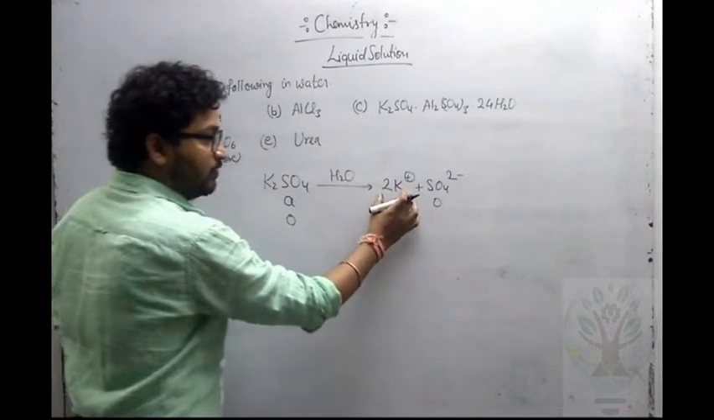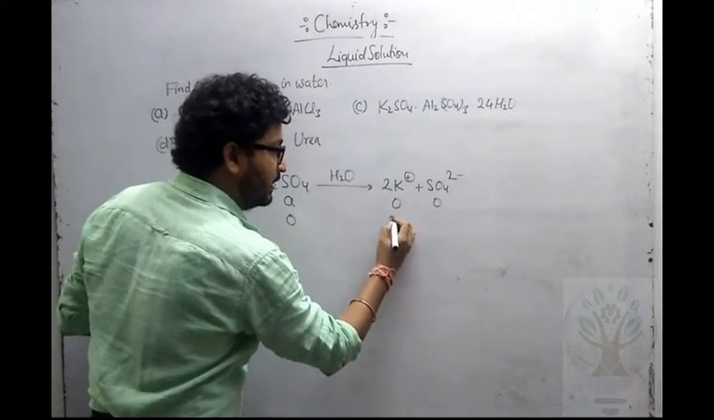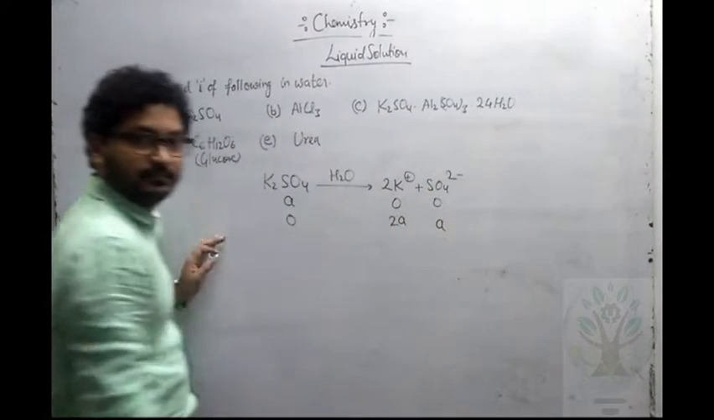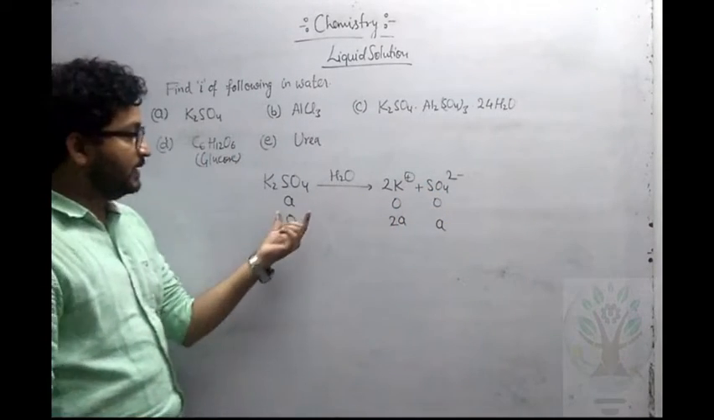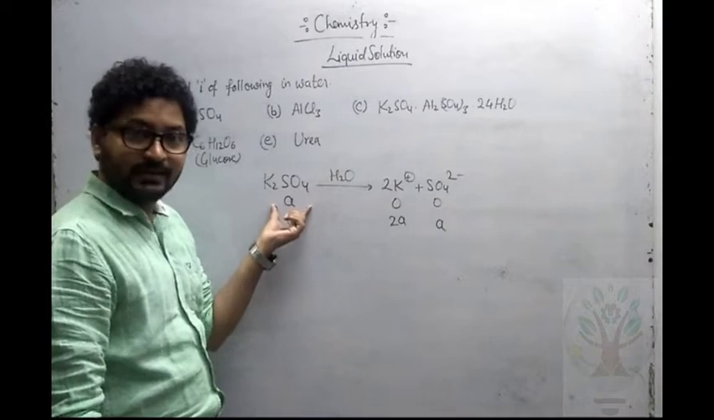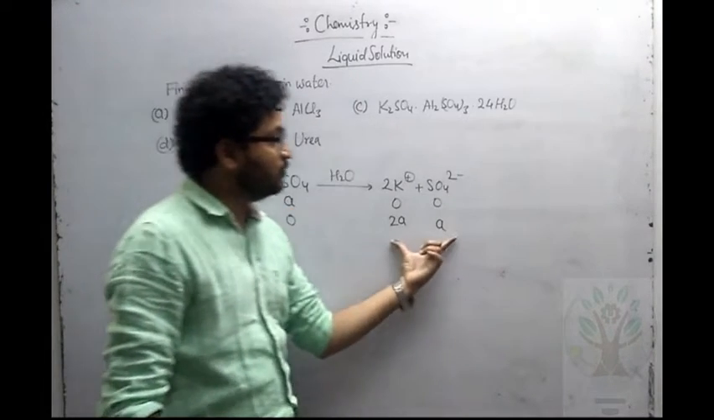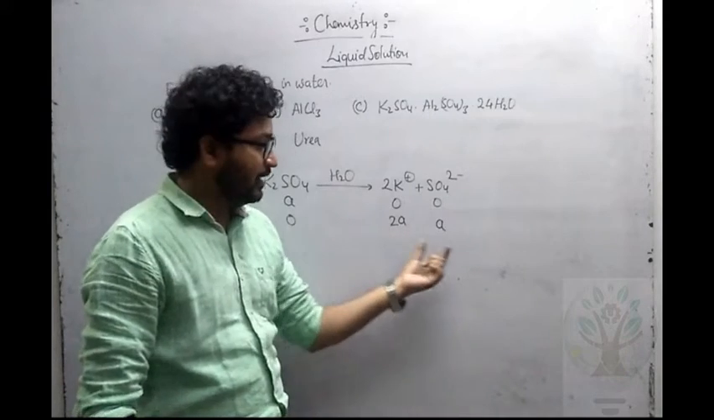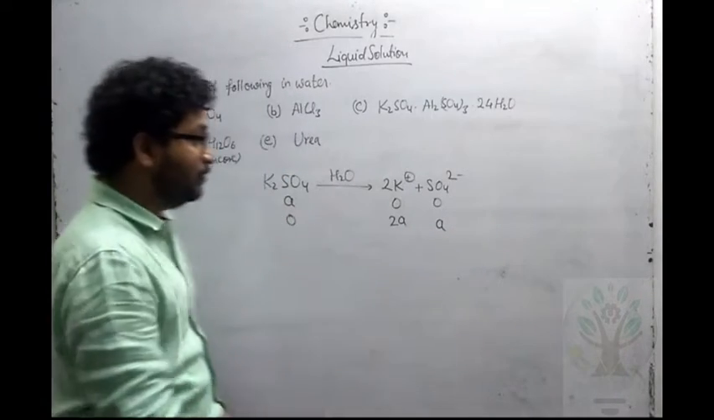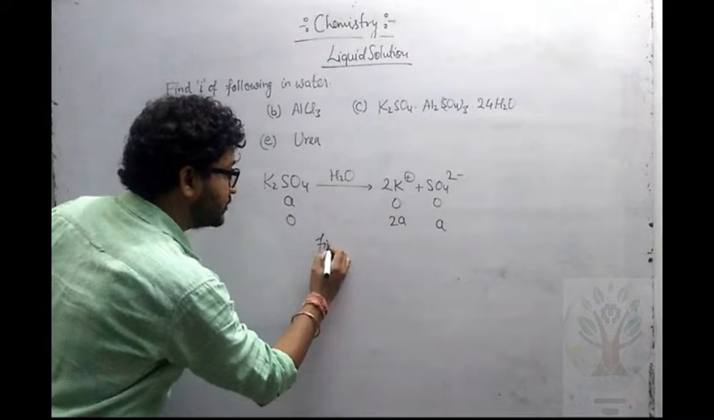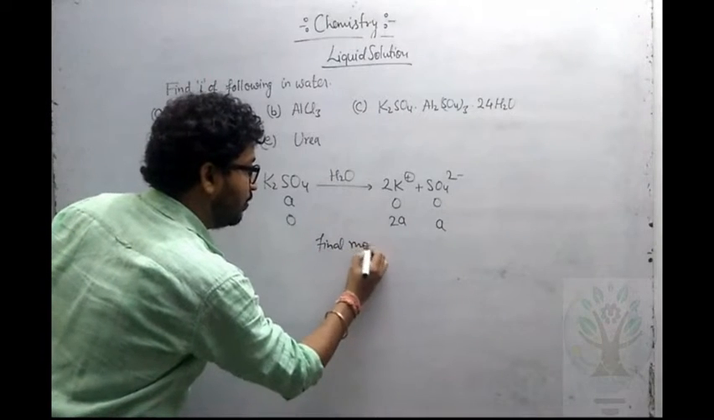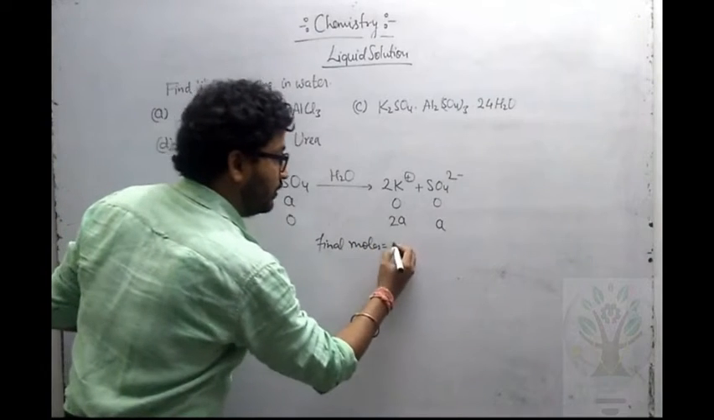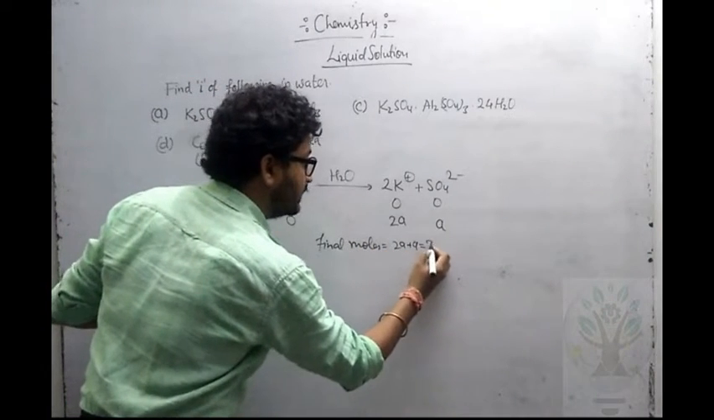How many moles of K+ will you see? You will see 2A. How many moles of sulfate will you see? You will see A. How many particles did you add? You added A particles in the beginning. And how many particles are you getting in the final? You are getting 2A particles, no, are you getting A particles? No. Final moles equals 3A. How? 2A plus A, that is 3A.